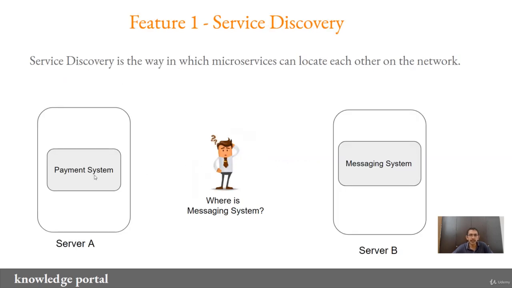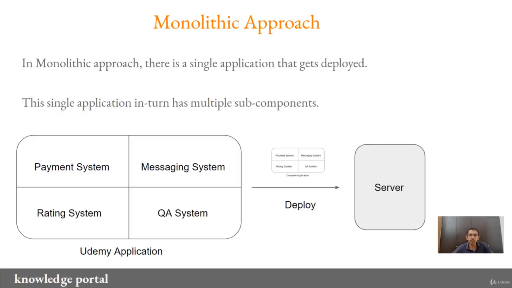So now we have already discussed that in a microservice based architecture, each service can be deployed in different servers. So let's assume that a payment system is deployed in server A and the messaging system is deployed in server B. So if a payment wants to communicate with a messaging system, how will it communicate in this approach of microservice? So when you discuss a monolithic based approach, if payments wants to communicate with the messaging system, it's just a functional call away.